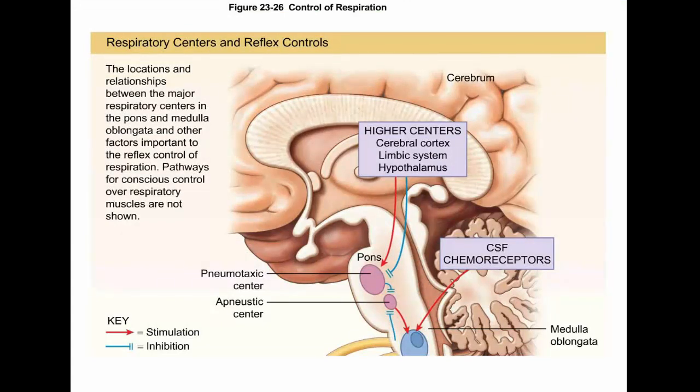So you can see what we've got here is a really large drawing, a close-up drawing of the brain. We've got the medulla oblongata, which is heading down the bottom of the drawing, and the bump in the middle is the pons, and inside the pons you've got the pneumotaxic center and the apneustic center. So these are the higher centers which are involved in controlling part of respiration. And these pathways are for conscious control over respiration.